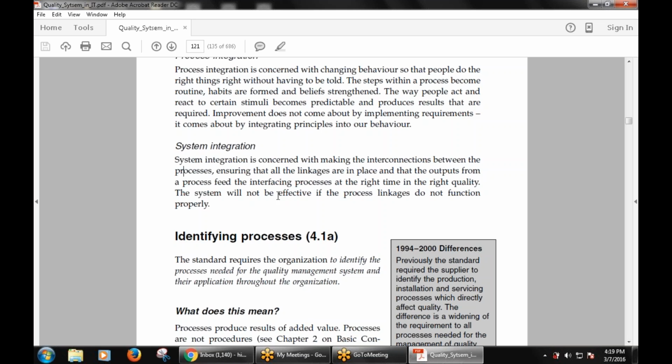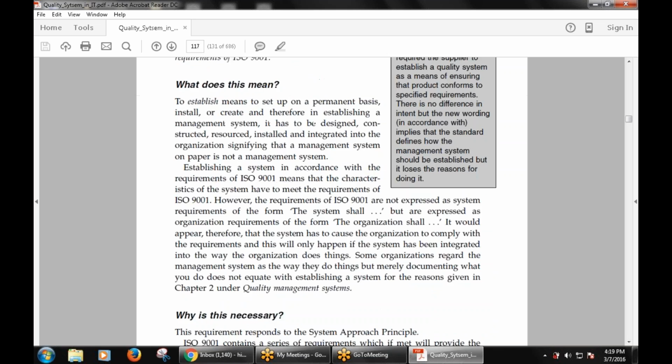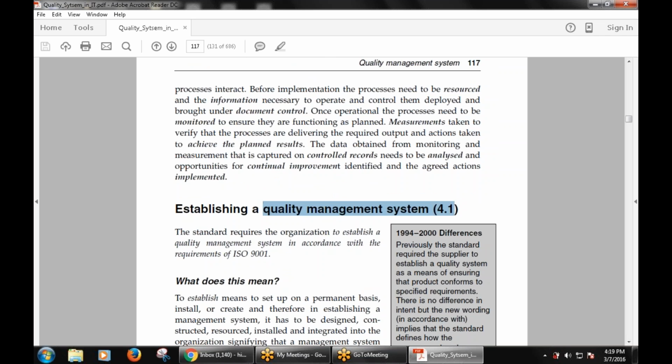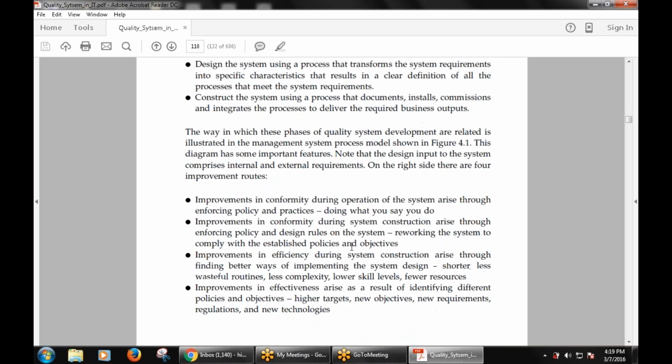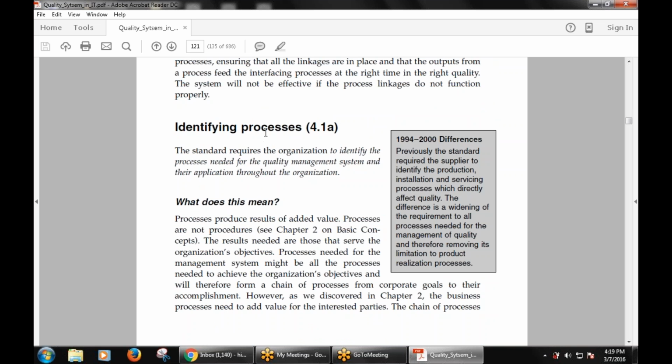Now, first we have to identify the things that are used. So the first step is establishing a quality management system, that includes identifying the requirements. So the first step is identifying the processes.